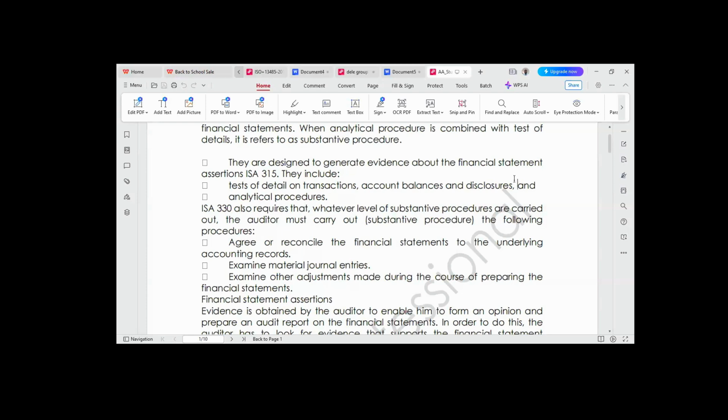Relate it to what? To the source document. Because the financial statements are a byproduct of what? The source document. So if you are able to trace it to the source document and see that the figures they have there are correct, that is what can be relied upon.